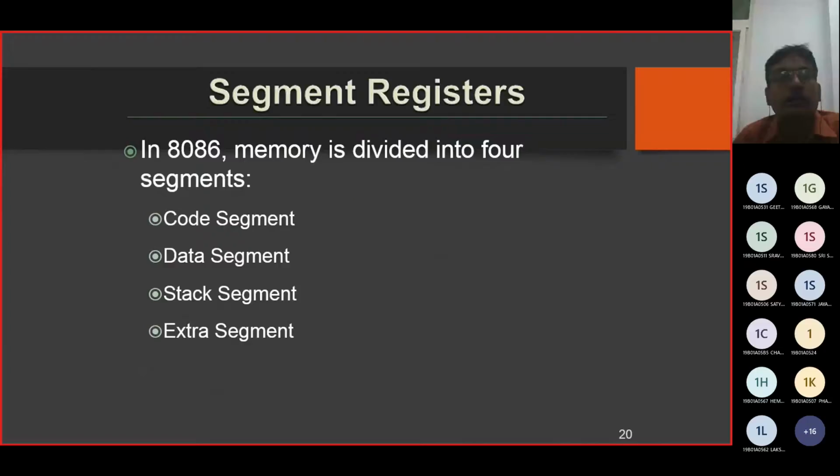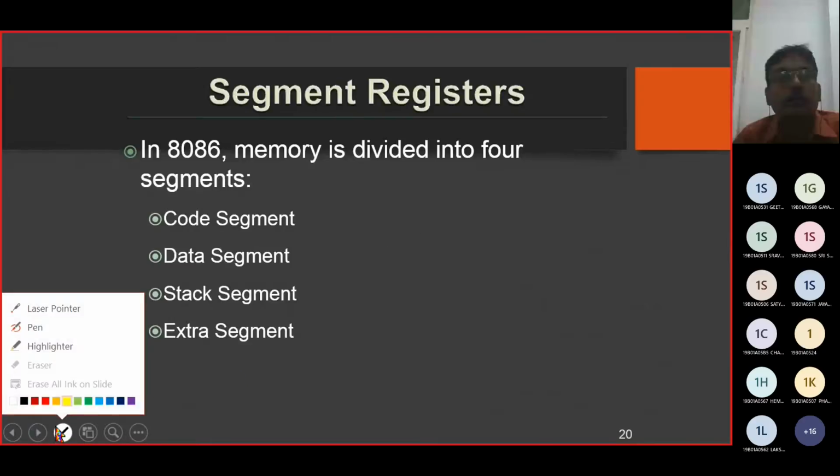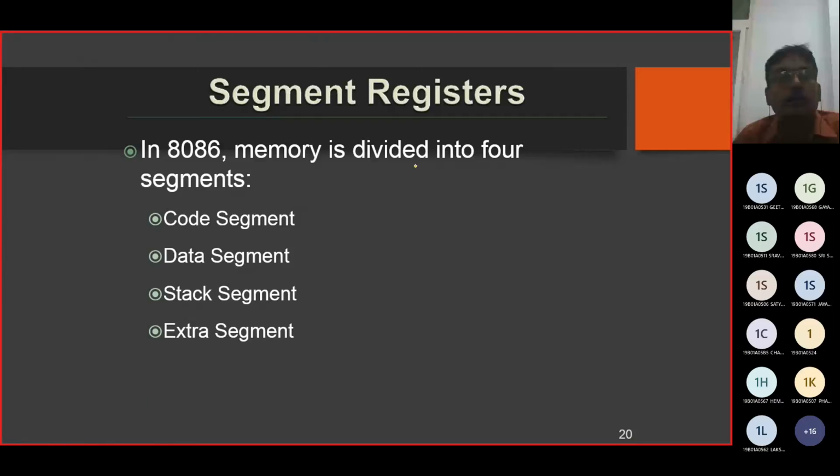Now coming to the organization of what we are calling memory organization in 8086. This was the key item. So we are highlighting our discussion and confining it to this scope right now.